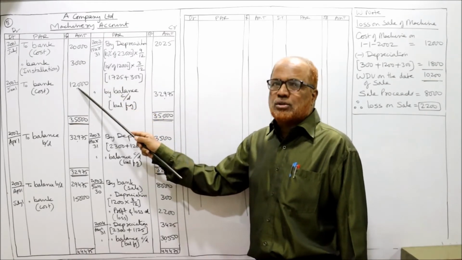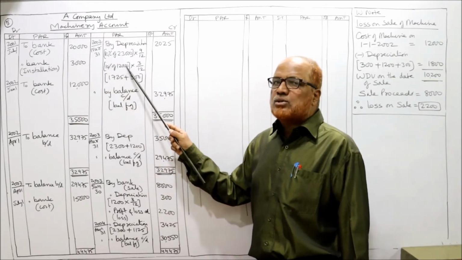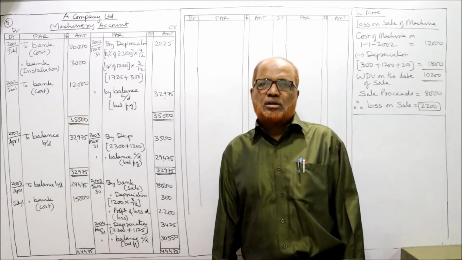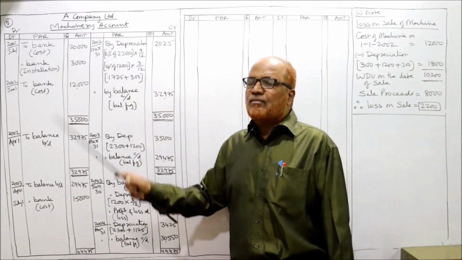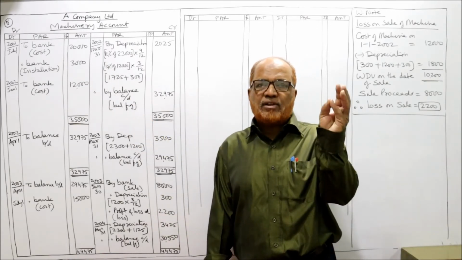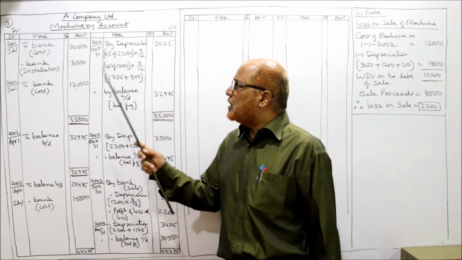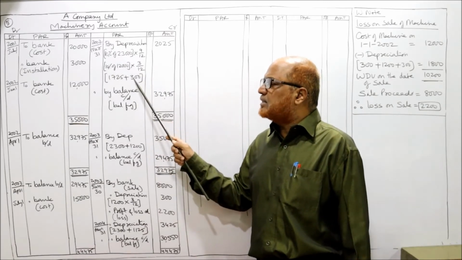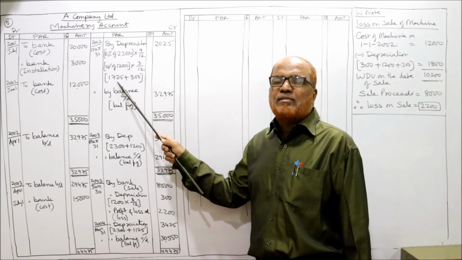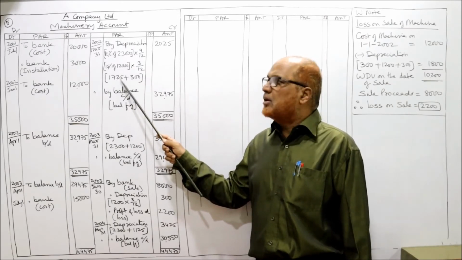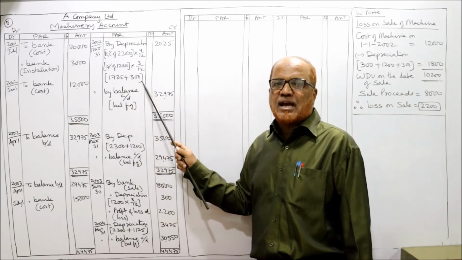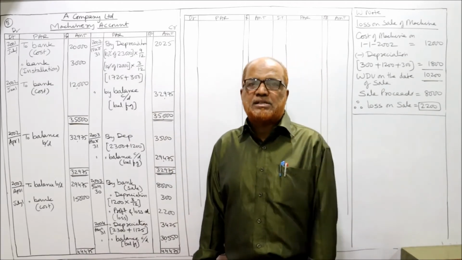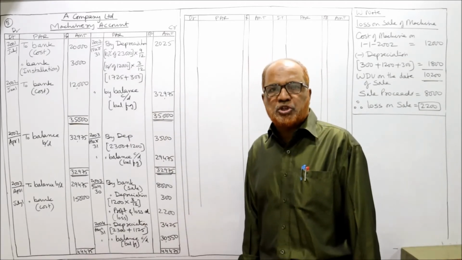Second machine, 12,000. So 10% of 12,000 into how many months? It was purchased on January 1st. We are closing the accounts on 31st March. So January, February, March, 3 months. So 3 by 12. 10% of 12,000 into 3 by 12, you'll get 300. So 1725 is the depreciation on the first machine, 300 is the depreciation on the second machine. Add up both, 2025 is the total depreciation of both machines.